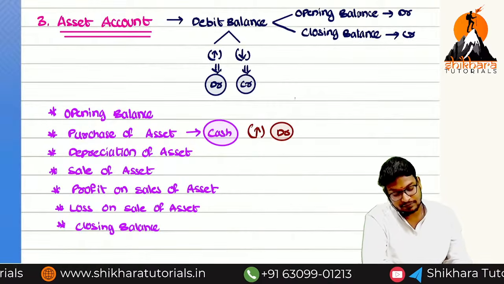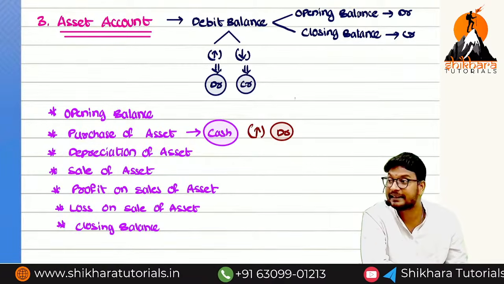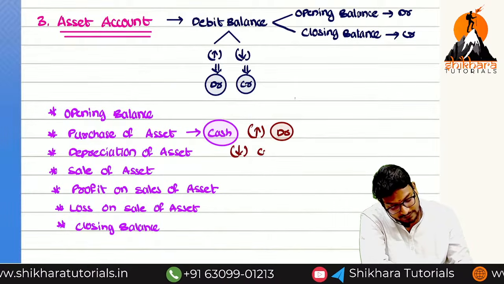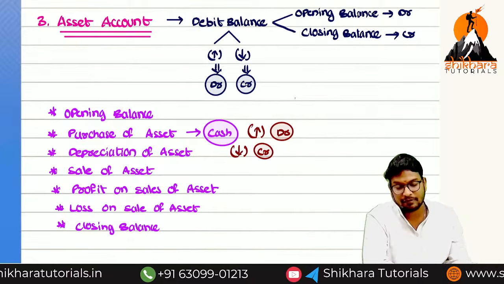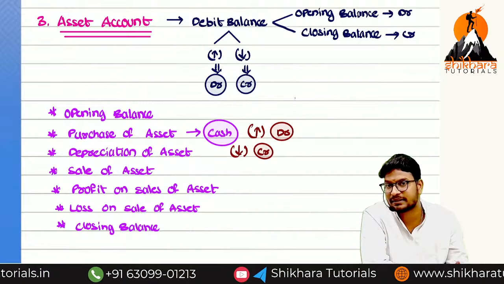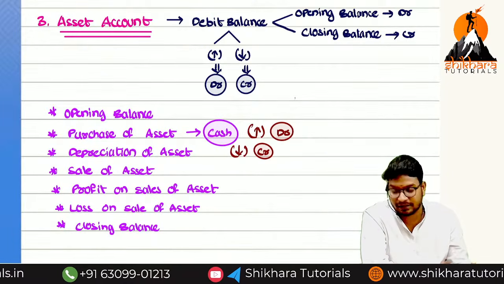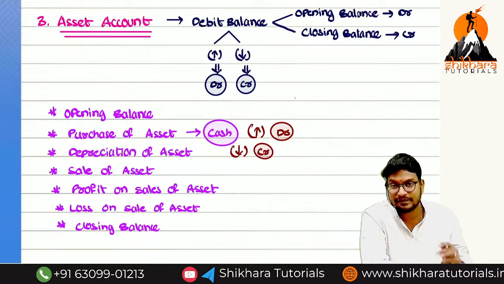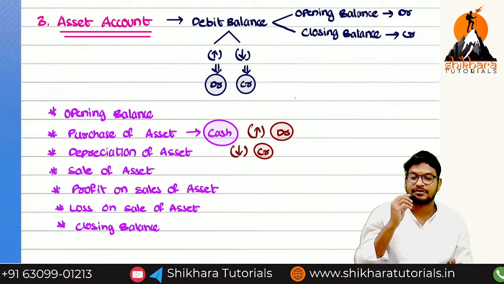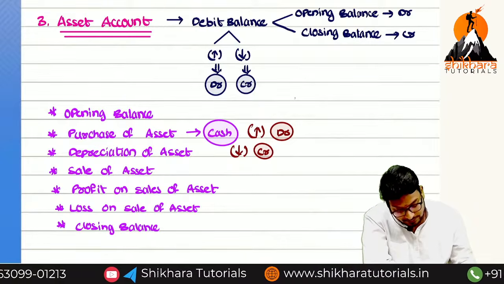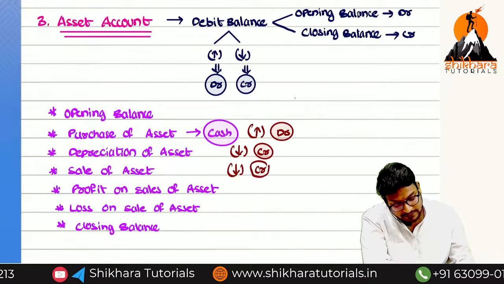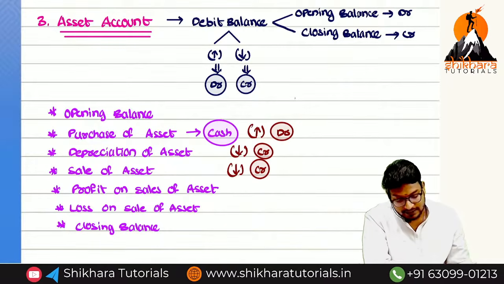Next one, because of depreciation, the value will decrease, you know. So what do we need to write? Decreases means we have to record on the credit side with the name of depreciation. Here with the name of cash, or in the case of credit purchase, we write the creditor's name. And next is sale. If we sell the asset, does the value decrease or increase? Decreases, because it goes out. So sale of asset decreases, we have to record on which side? Credit side. Okay? Next one.